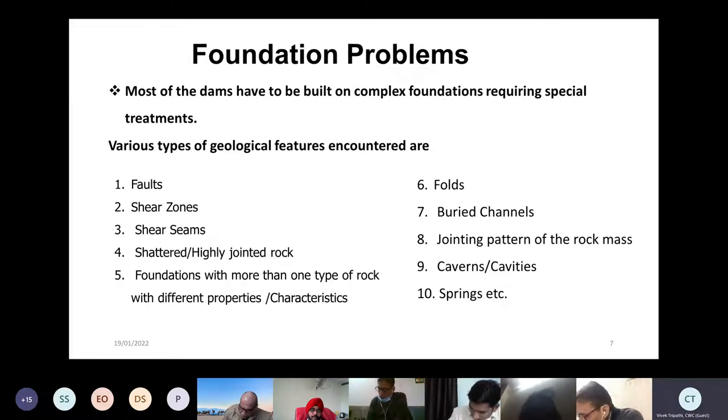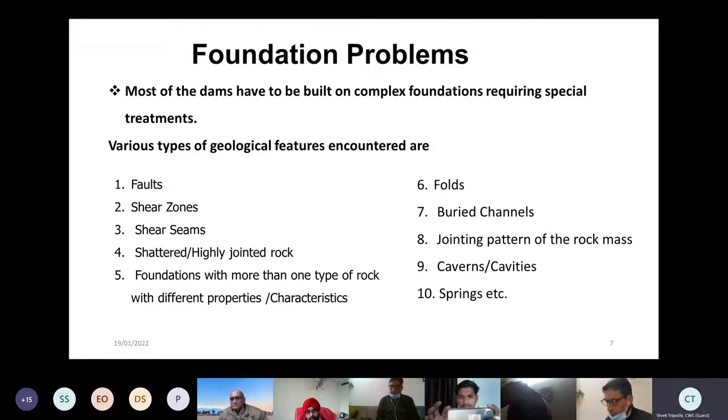Most dams have to be built on complex foundations. Generally, for a concrete dam, it is difficult to find a uniform strata for the foundation. So generally, structures built on complex foundations require special treatment. Various types of geological features are encountered during the exploration, when we go for the design of foundation. These are faults, shear zones, shear seams, shattered and highly jointed rock, foundation with more than one type of rock with different properties. We cannot find uniform or homogeneous isotropic rock. Folds, buried channels, jointing pattern of rock mass, caverns, and springs.